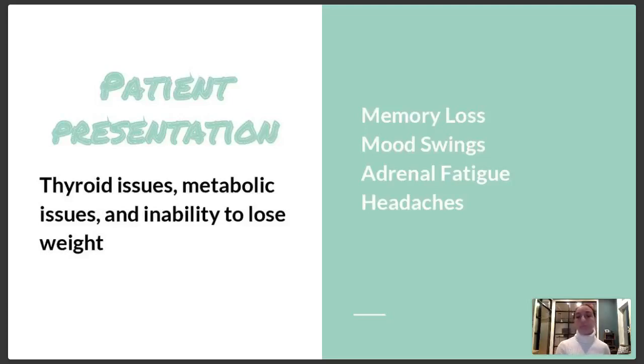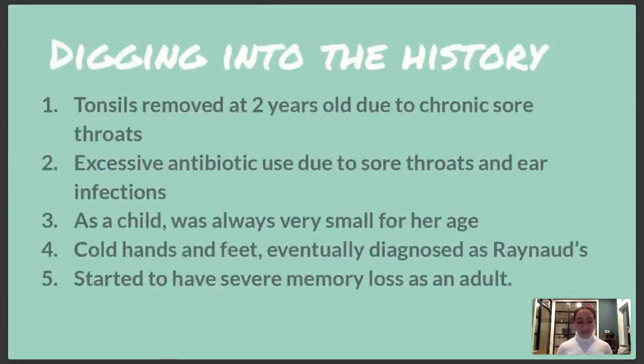I was like, okay. So we did our testing and we pieced it together with her history. So as we started to piece it together, one of the things that came up was she had her tonsils removed at 2 years old because of chronic sore throats. She had a lot of antibiotic use because of the sore throats and also ear infections as a child.